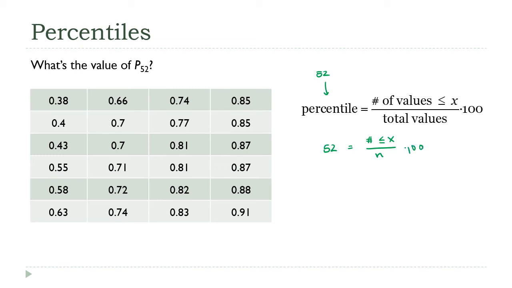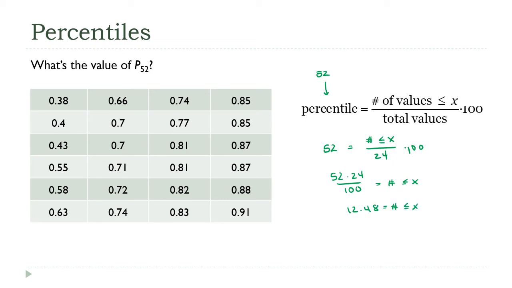So let's actually replace that. There's 24 values, so let's put that in here. Okay, so let's just solve this equation. I'm going to multiply by 24 and divide by 100. Number less than or equal to x: 52 times 24 divided by 100, that is 12.48.